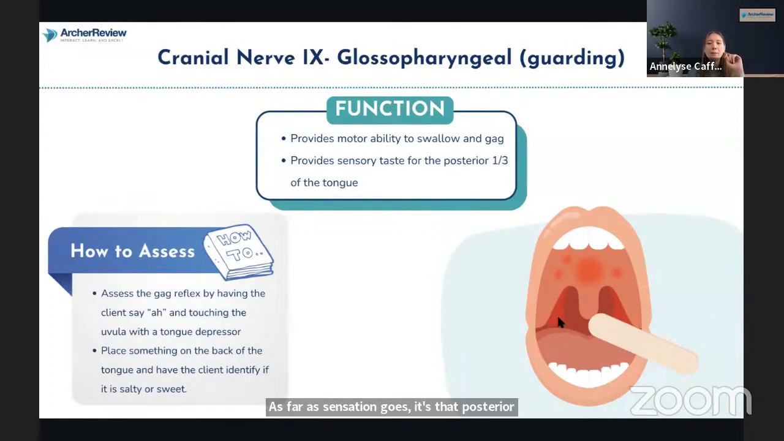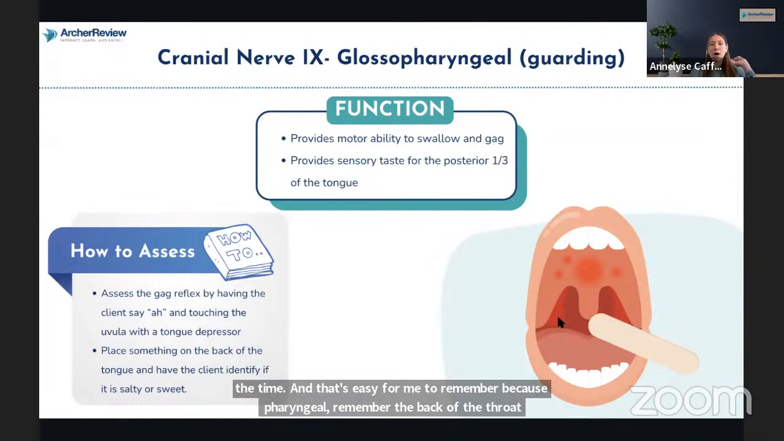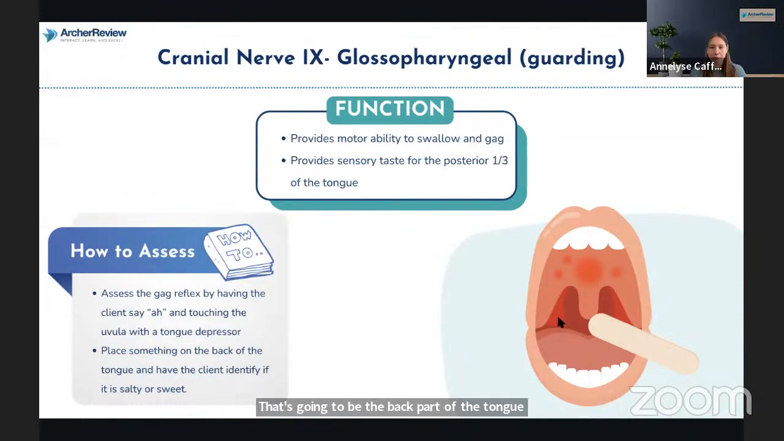As far as sensation goes, it's that posterior third of the tongue. And that's easy for me to remember because pharyngeal, remember, the back of the throat, that's going to be the back part of the tongue for taste. So that's how I remember those 2.